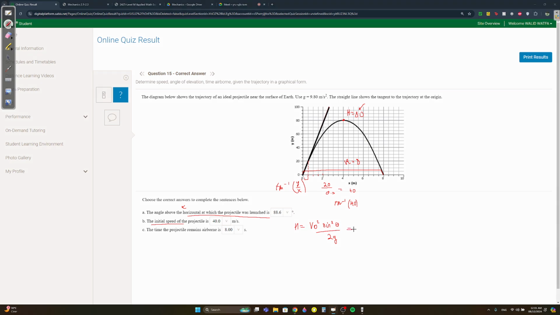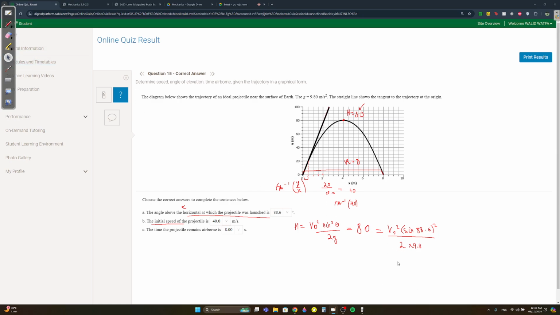And in this case, this is all equal to how much? 80, right? Let's start substituting. V naught squared, we don't know it, we're trying to find it. Sine theta squared, sine theta is 88.6, right? So 88.6 squared over 2g, so 2 times 9.8. Let's just solve this.